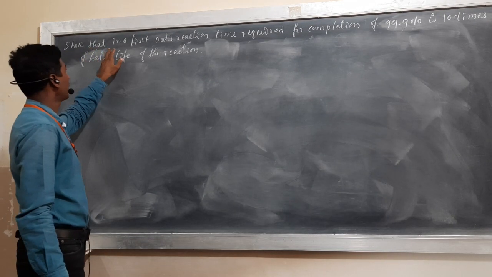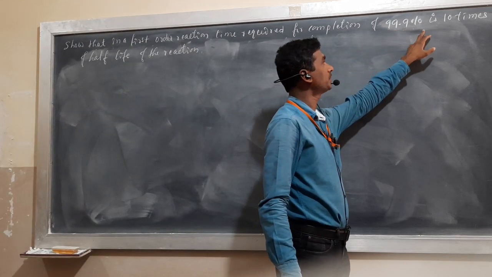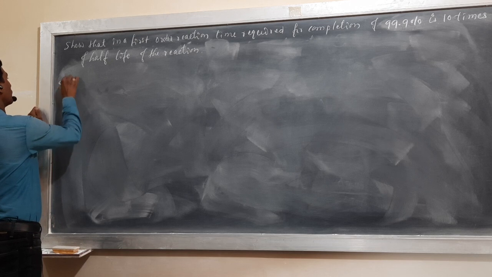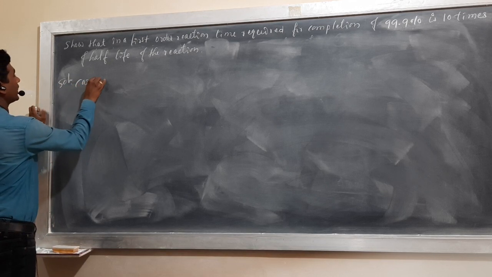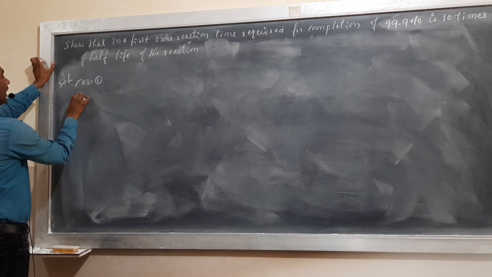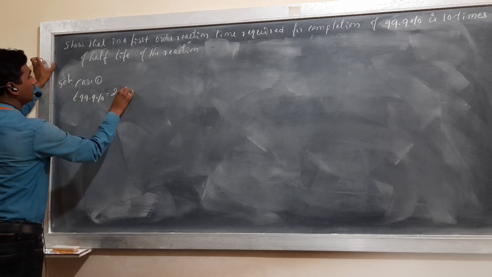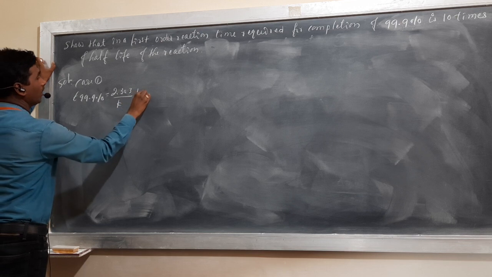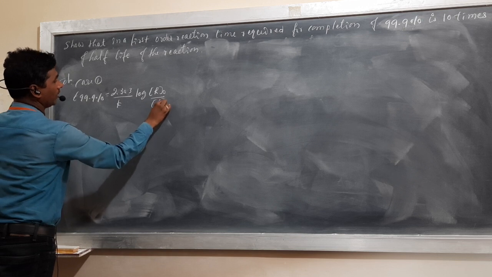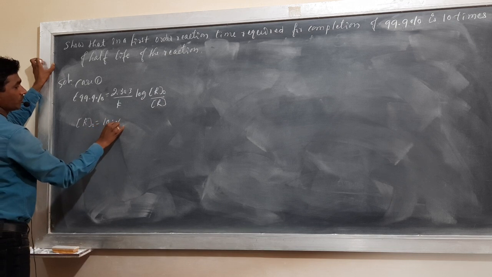The second one is: show that in a first order reaction the time required for the completion of 99.9% is 10 times the half-life of the reaction. Now the solution. In the solution, case 1: the time required for the completion of 99.9% is equal to 2.303 divided by K, log of R naught divided by R. What is the initial concentration? R naught is equal to 100%.